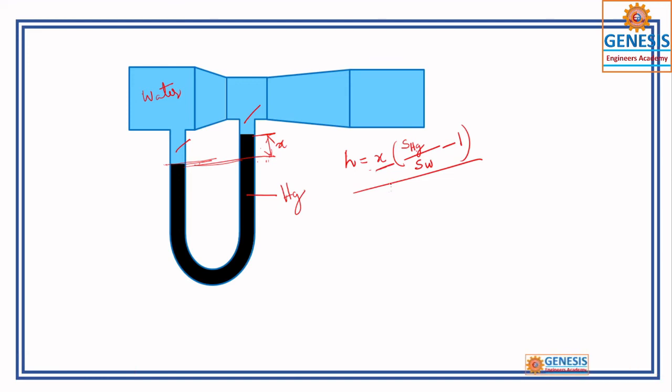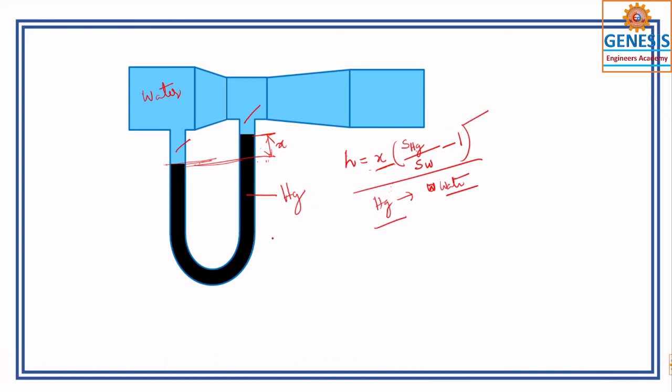So you are now converting mercury terms to terms of fluid, here in this case water. Okay, so you are converting from in terms of mercury into in terms of water. So this is the formula.